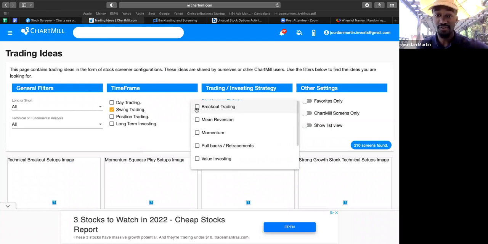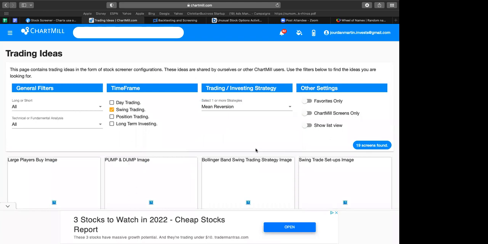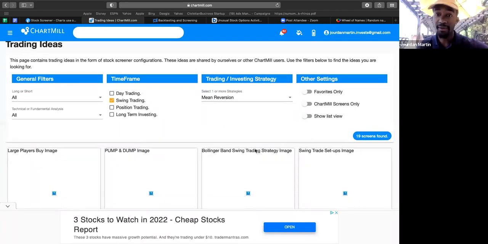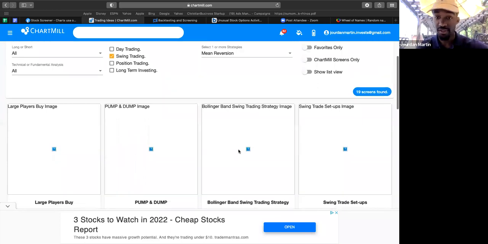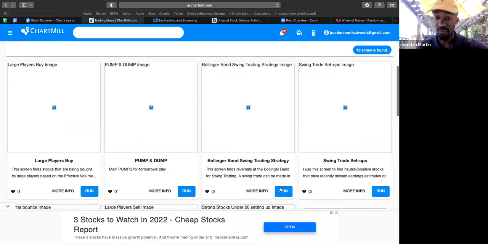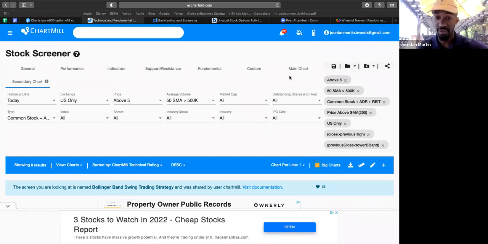So if I'm looking for swing trades based on mean reversion, which means I'm expecting the stock to come back to a middle ground or an average area, then I could pull up this one, the Bollinger Band swing trade strategy. Let me see what comes up. This is where it's actually breaking down. It shows 0 results right here, so nothing came up for this one. This is where it's breaking down what those criteria are.